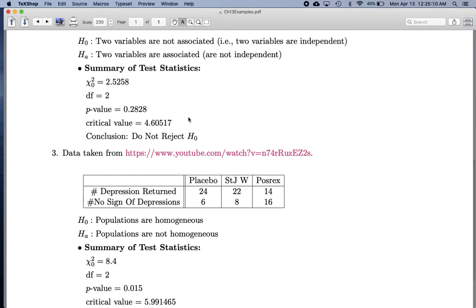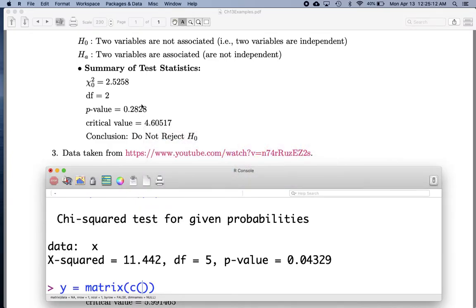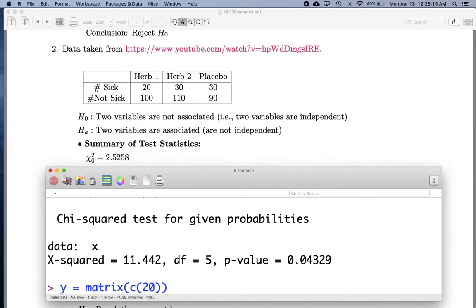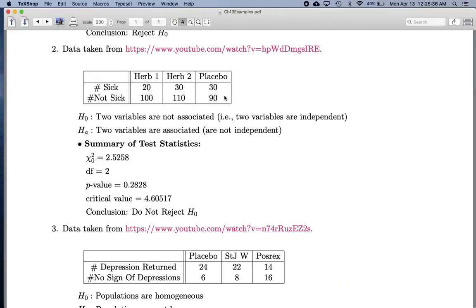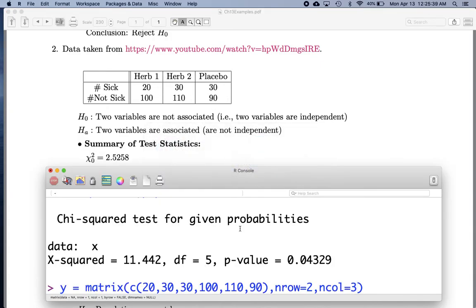So let's take our data here. Our data is going to be, I'm just going to read it off by row: 20, 30, 30, 100, 110, and 90. There are going to be 2 rows and 3 columns in our table, so we have 1, 2 rows and 1, 2, 3 columns. The last thing that we need is, since I put in everything here by row, I'm going to put byrow equals TRUE.